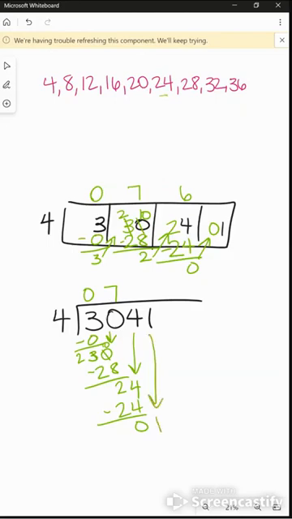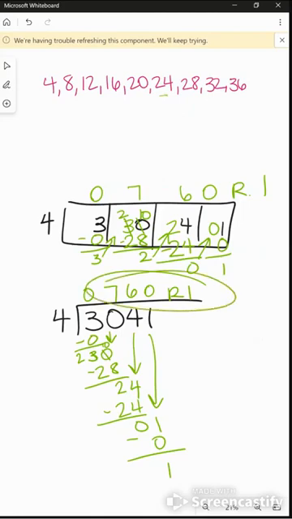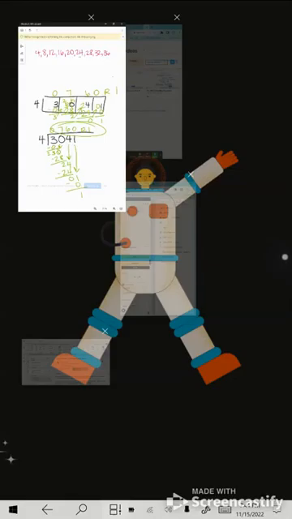I cannot put 4 into 1. So again, I'm going to have to put a 0 here because I can't do that. So 4 times 0 is 0, leaving me with 1 for a remainder of 1. Again, my quotient is everything on top including the remainder.